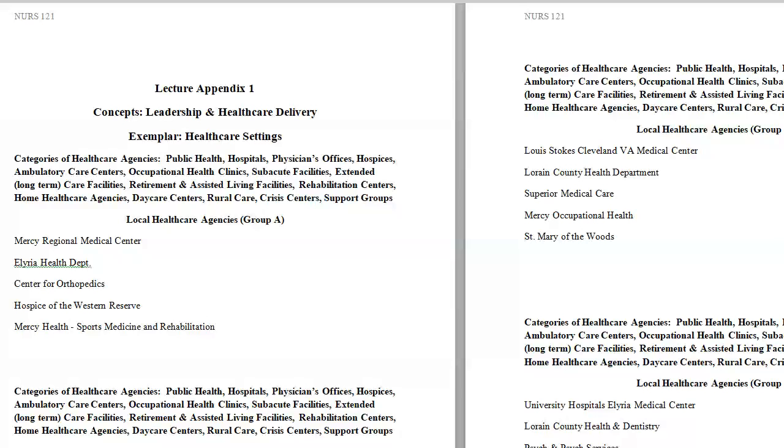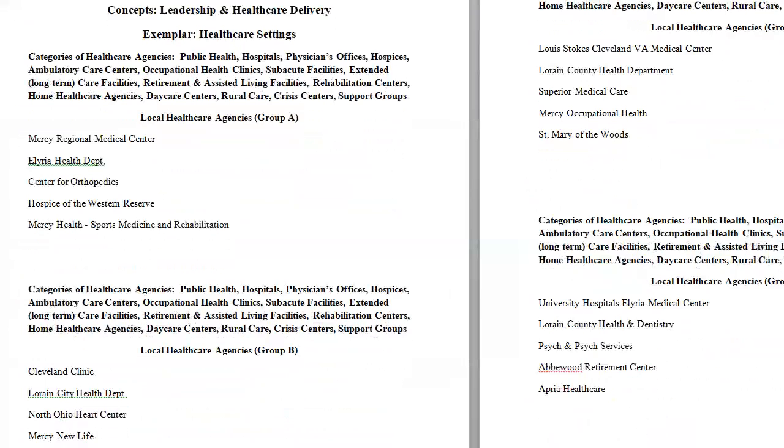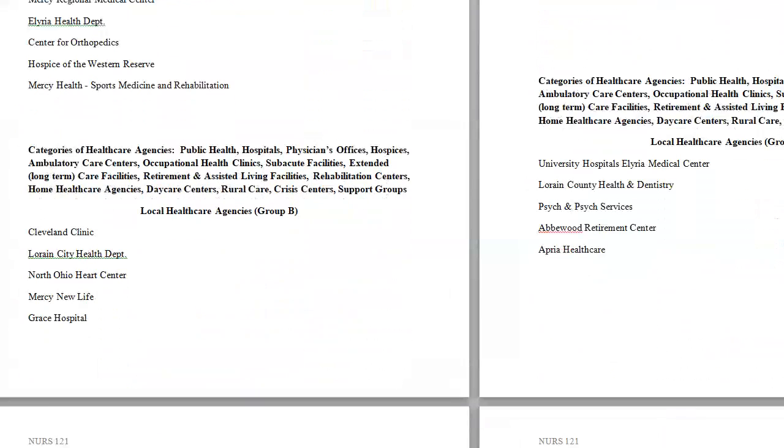Okay, and then we can go to Group B. All right, let me bring that up a little bit in the screen for you. And as you can see, we have Cleveland Clinic, which has just about everything: hospitals, ambulatory care centers, Lorain City Health Department, public health, North Ohio Heart Center has physicians' offices over by the Gates Building by Elyria Hospital, or now which is UH. Mercy New Life is hospices, and Grace Hospital is a rehabilitation center that also has subacute facilities and some extended or long-term care facilities as well.